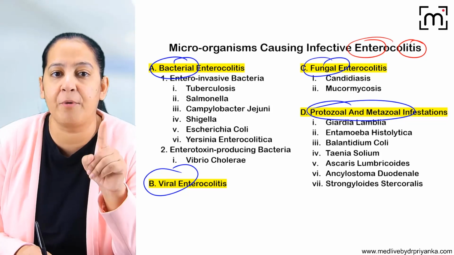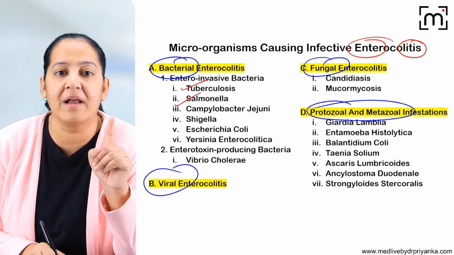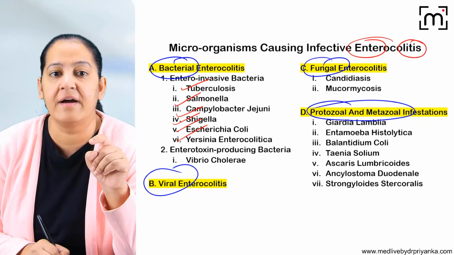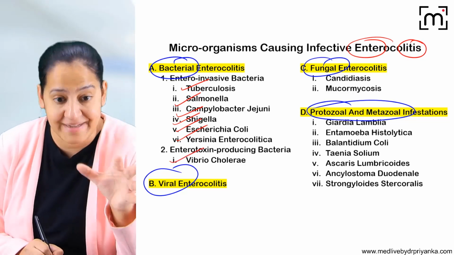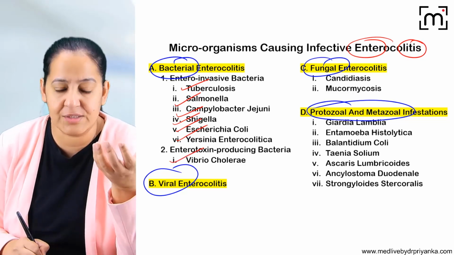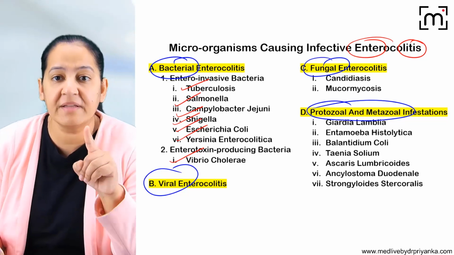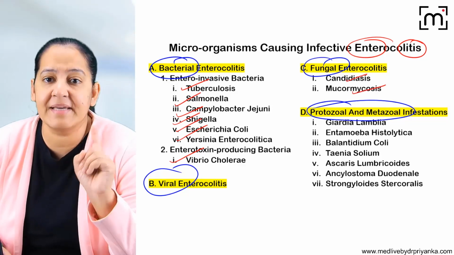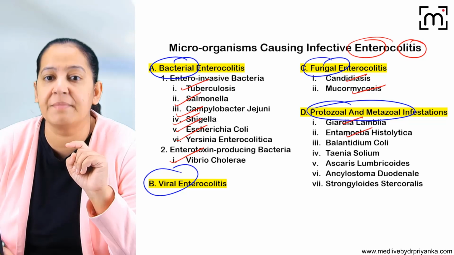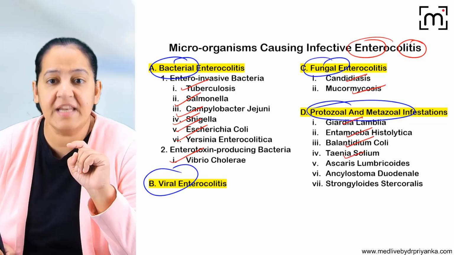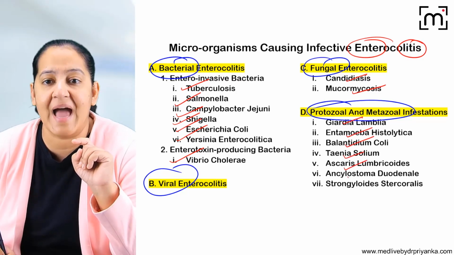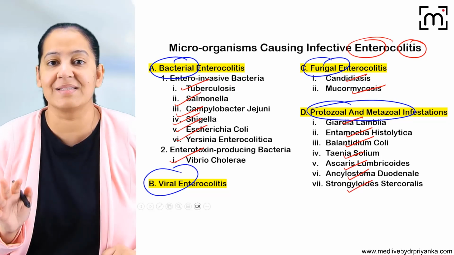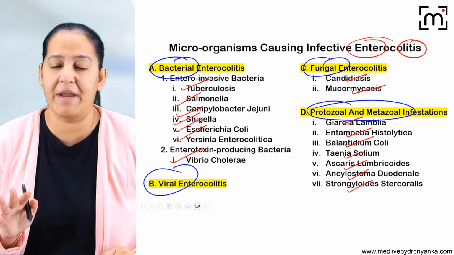Among the bacteria, the important ones are TB, Salmonella, Campylobacter jejuni, Shigella, E. coli, Yersinia, and Vibrio. Viruses, there is no specific list for that. Many viruses cause it. Among the fungi, the important ones are Candida and Mucormycosis. And among the parasites, the important ones are Giardia, Entamoeba histolytica, Balantidium coli, Taenia solium, Ascaris lumbricoides, Ancylostoma duodenale, and Strongyloides stercoralis. This is the complete list of the microorganisms.